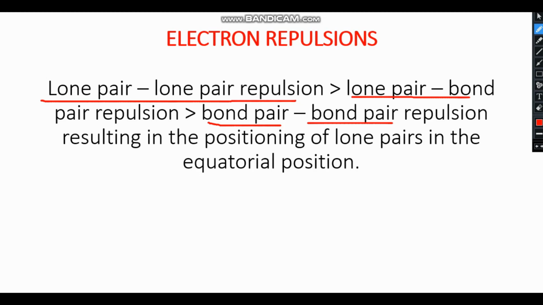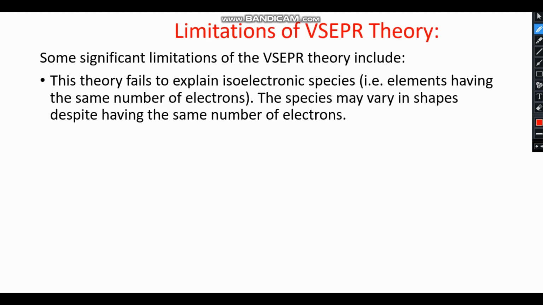So let's see what is the limitation of this model we are talking about. The VSEPR theory, or this model, has some limitations. And in this video, we are going to look at three limitations that this theory has. The first limitation is that it fails to explain the isoelectronic species.